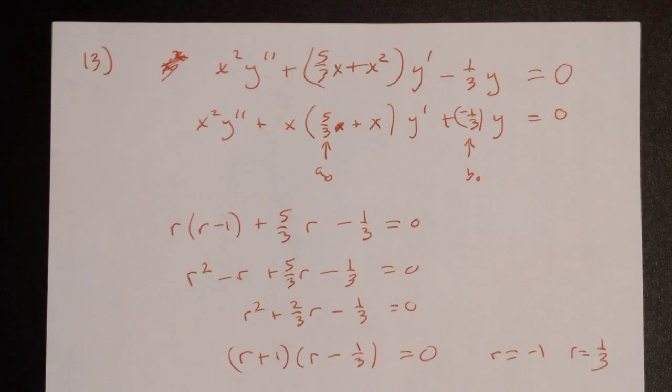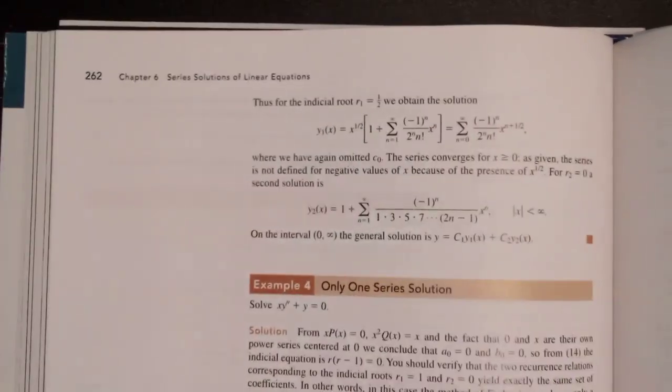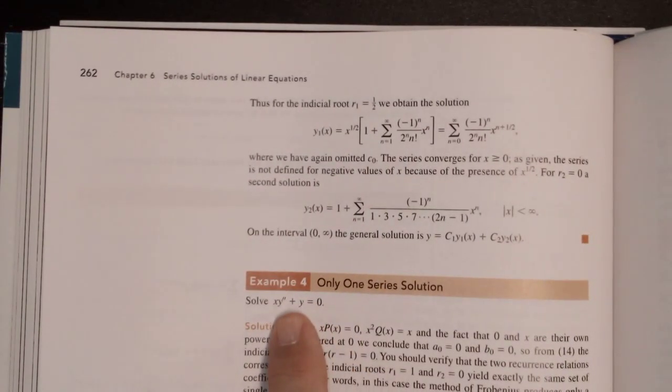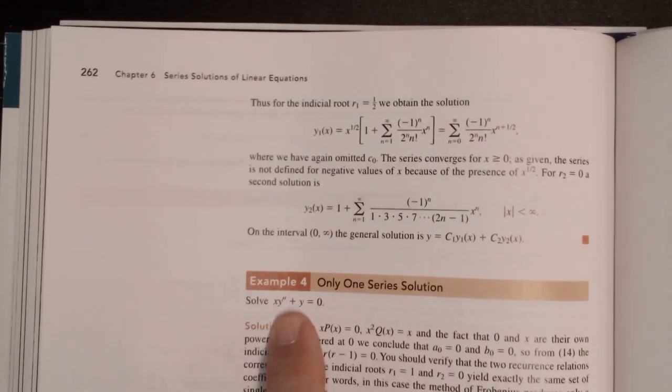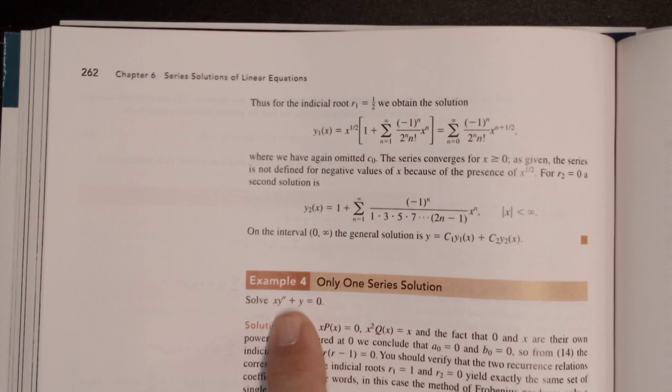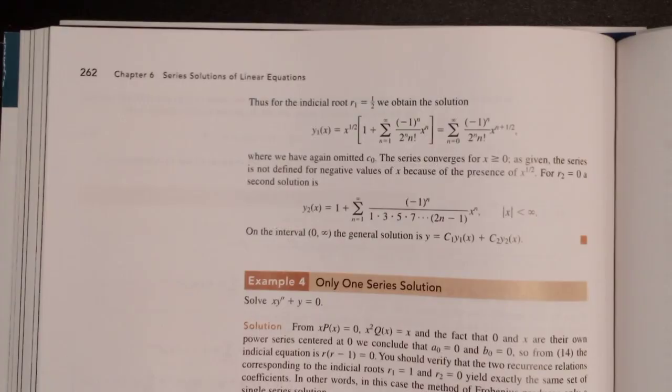In example 4, page 262, x y double prime plus y equals 0. Wait a minute. 0 is a singular point. P of x is 0. Q of x is 1. That means the two indices I get are 0 and 1. They differ by an integer.